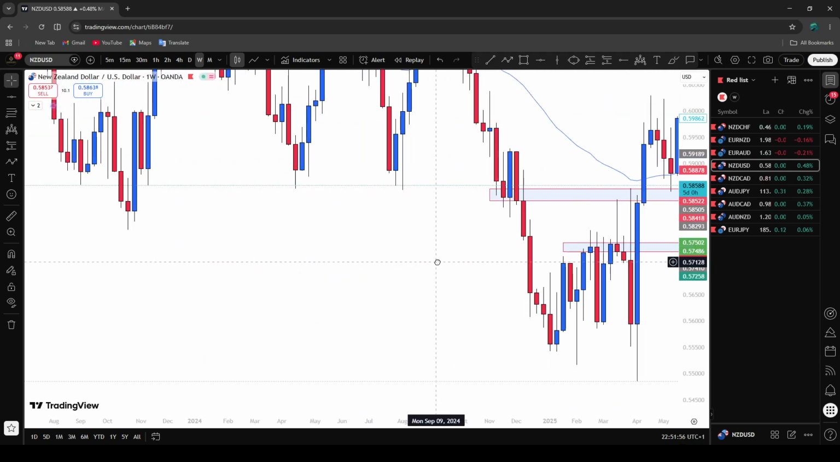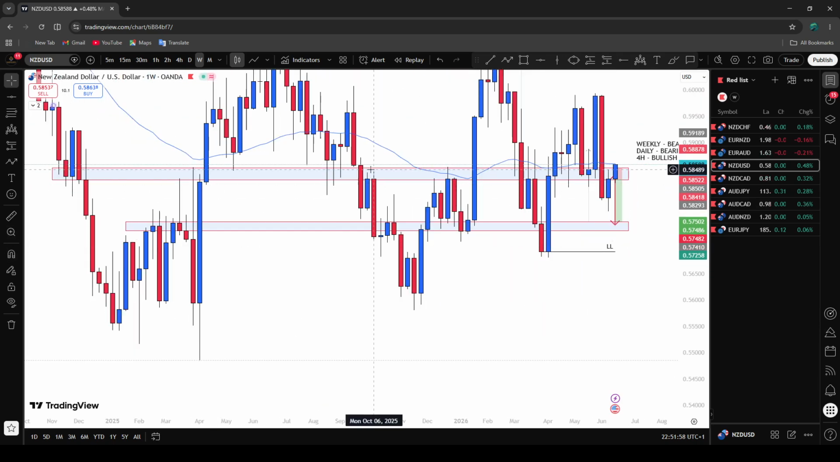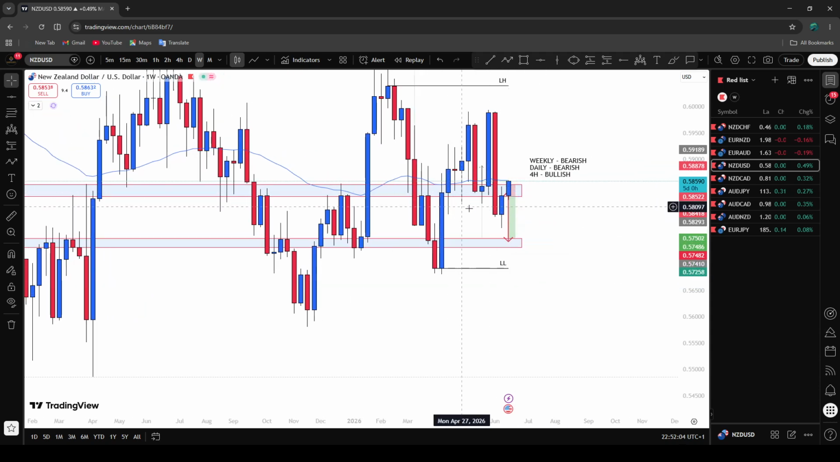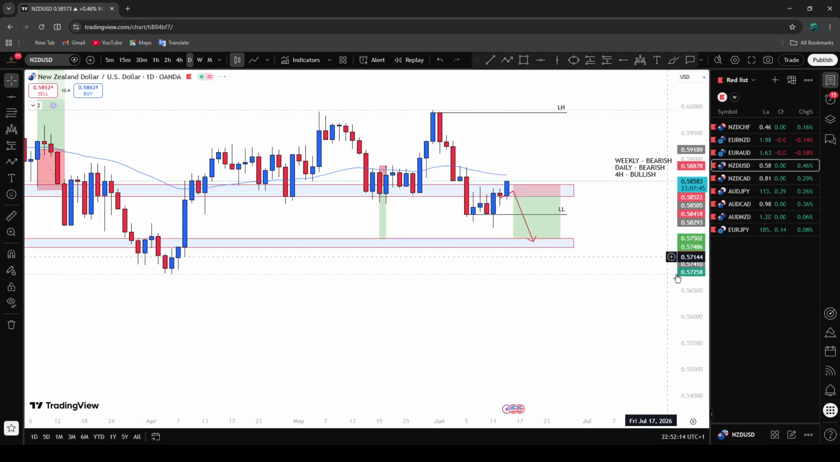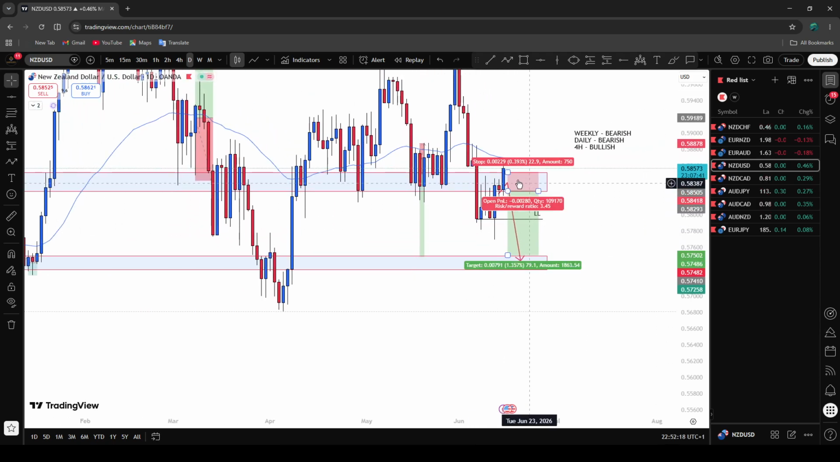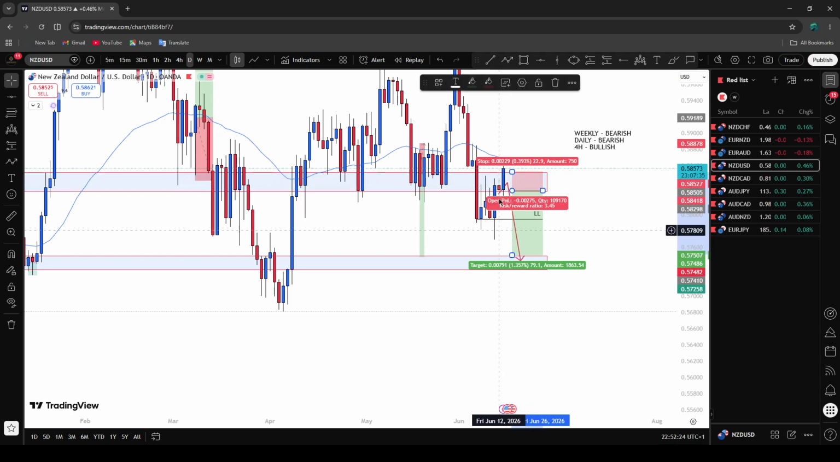So it has done it 1, 2 times. So this is more likely to happen the third time. We have a body close here, we have a candle retest, and this one will now have the fill. But if we go down to the daily time frame, it is also bearish. So we have a retest here. So once I get enough rejection candles here, then I'll be looking to sell the trade down.